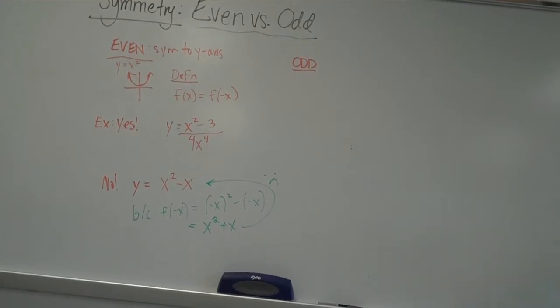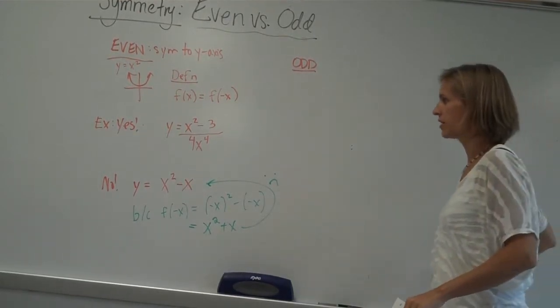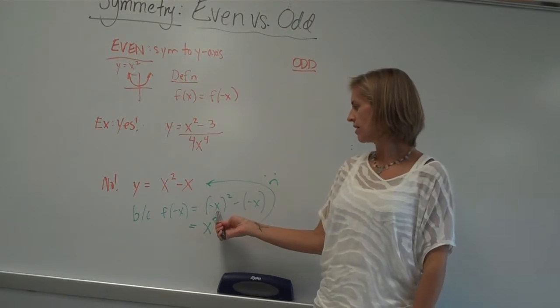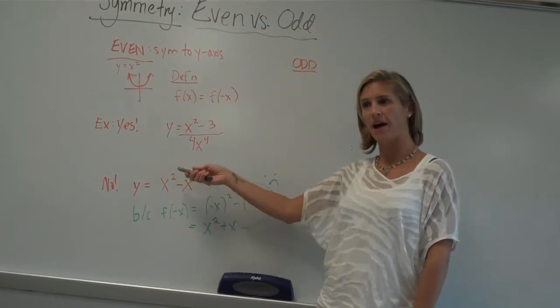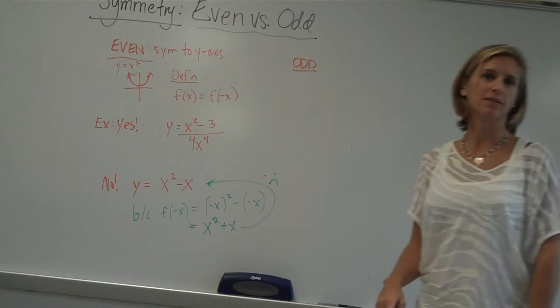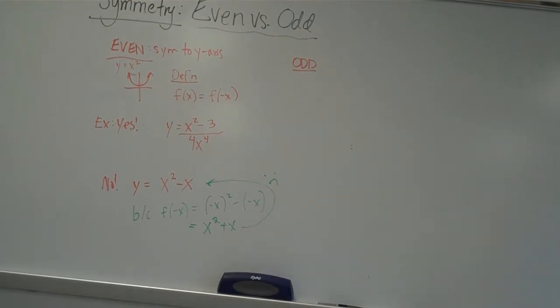So if you're trying to figure out if something is even, you replace all of the x's with negative x's, reduce what you get, and if you're back to what the original was, great, it's even. If you're not, then it's not. Easy enough?